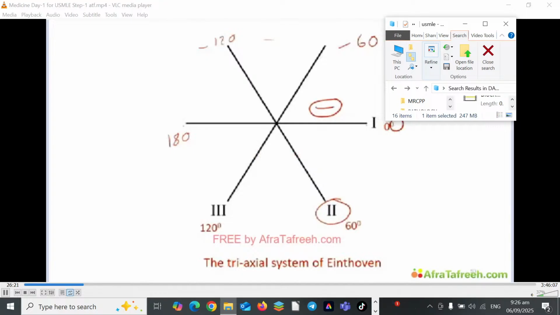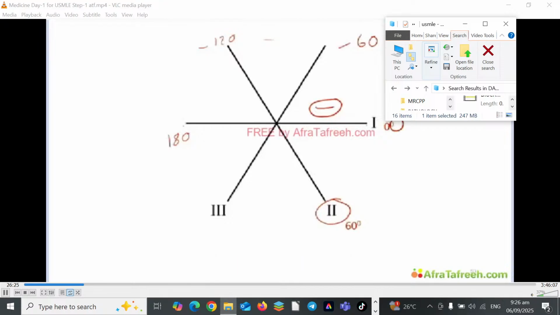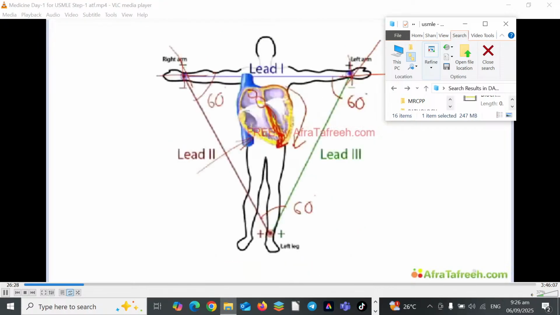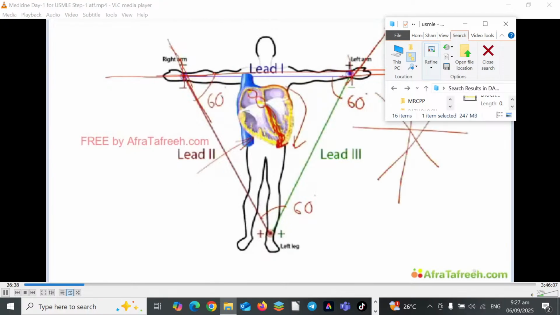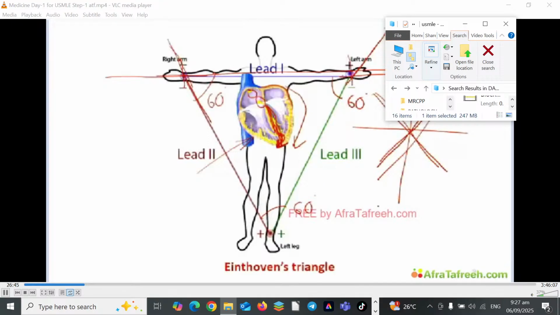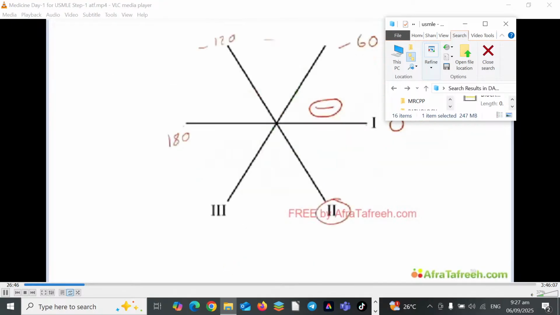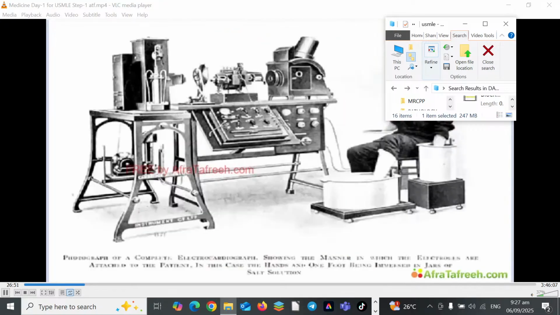Okay. So the triaxial system is done. What we did basically is, we had this system and we just extended it backwards, till the point where we could find an axis, a point where all of them bisect each other. This is how we came up with this triaxial system.